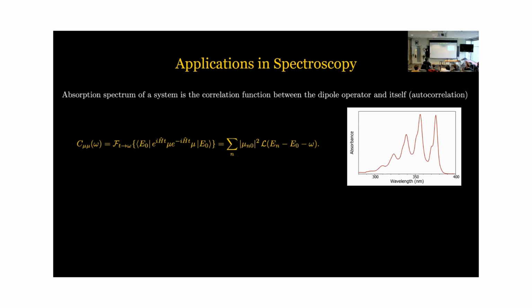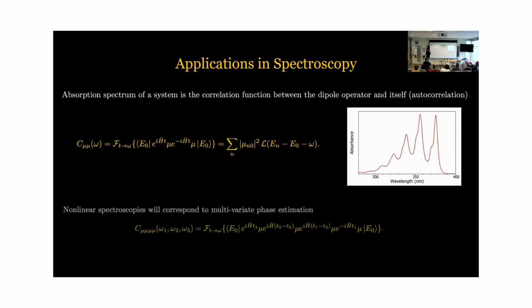So this was the first change that we made to QPE. We're still working with one variable. Using this, you can do something like absorption spectra, which is a type of linear spectroscopy. Now, if we use the multivariate version, we can do things like nonlinear spectroscopies by doing the multivariate phase estimation.